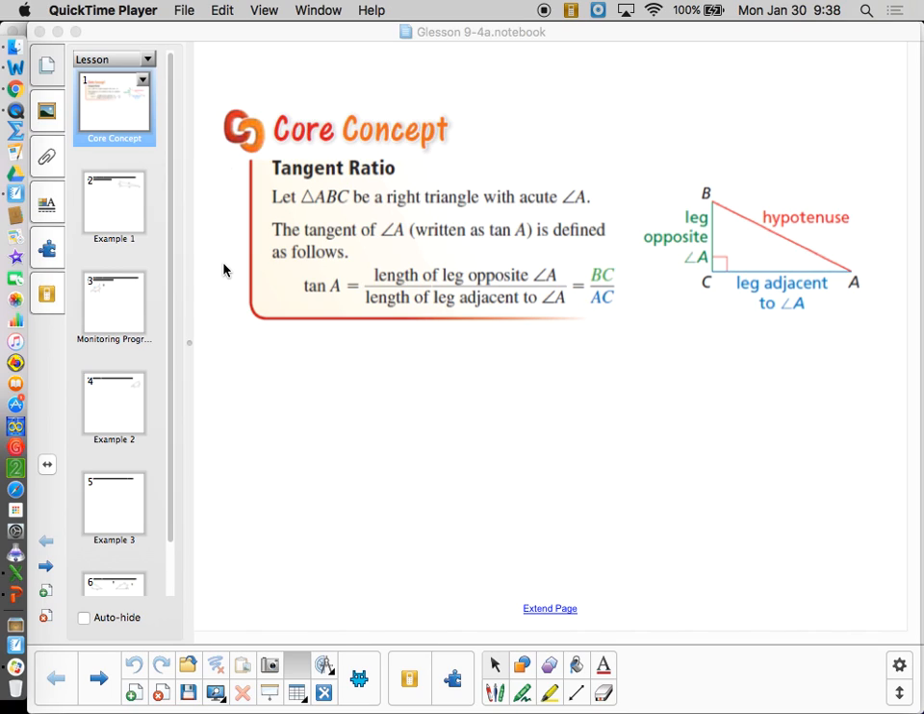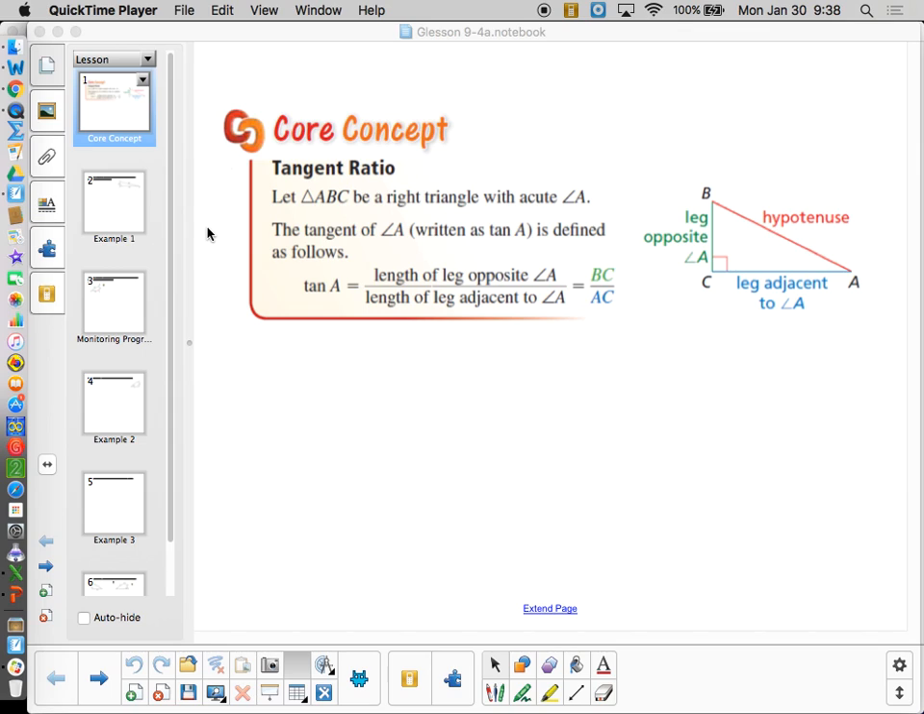Okay, today we get to start our exciting excursion into the world of trigonometry. Now, the word sounds really scary, but really you're going to find it's not so bad. The first thing we've got to get down before we can get any definitions, and talk about the tangent ratio, is the ideas of opposite, adjacent, and hypotenuse in a right triangle.